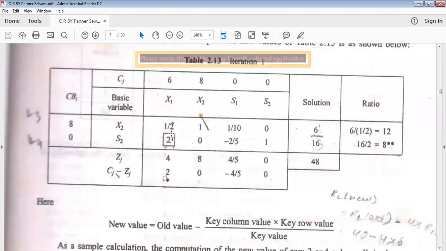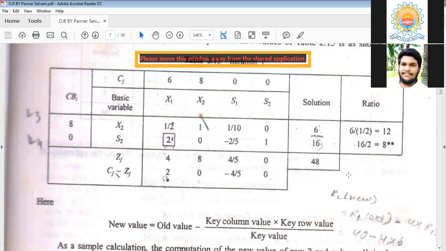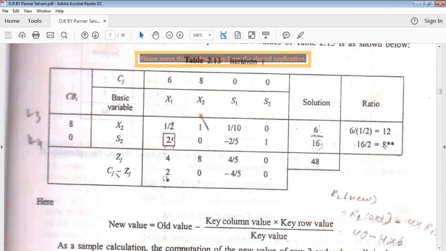Here 6 divided by half becomes 12, and 16 by 2 is automatically 8. Therefore 8 is the smallest ratio. This is the entering row, which he has marked as double star. Horizontally it is the entering row, and this is the entering column. This is the key element, 2. Key element 2.